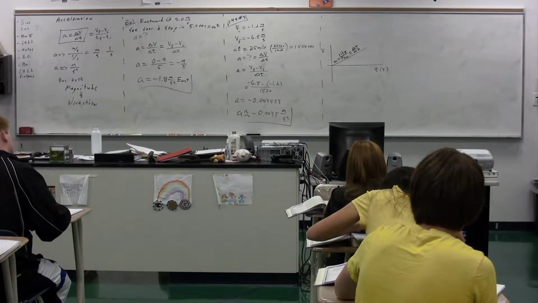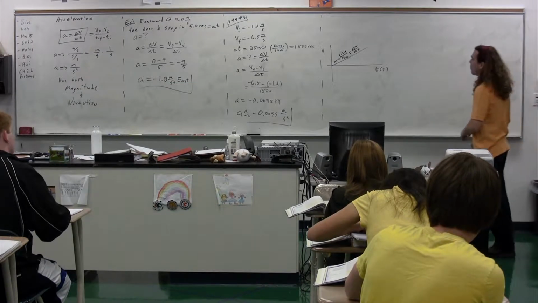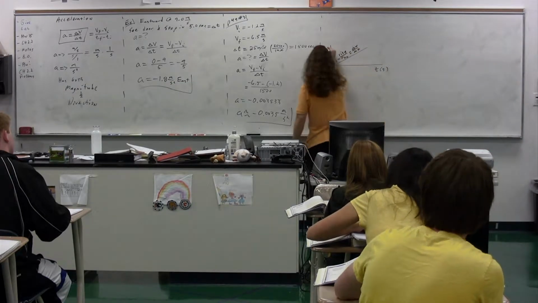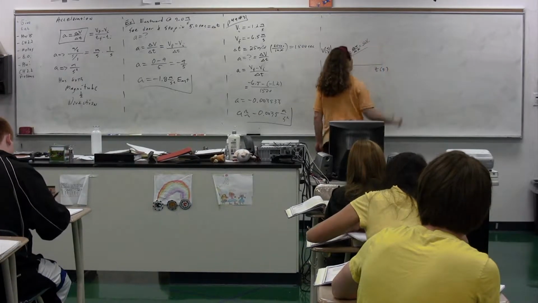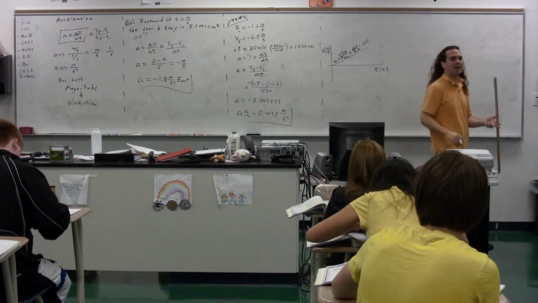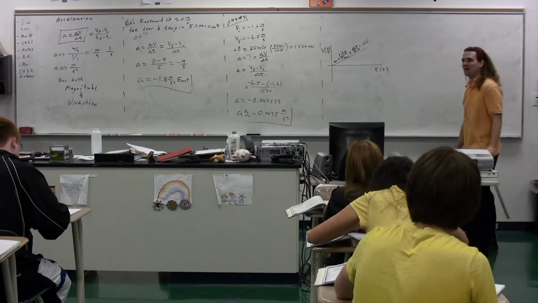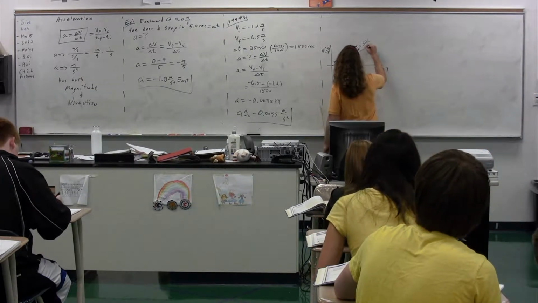We do not have a y-axis, we do not have an x-axis. Instead of having a y-axis, we have a velocity axis. So we have the change in velocity on the top. Instead of having an x-axis, we have a time axis. So on the bottom, we have a change in time.